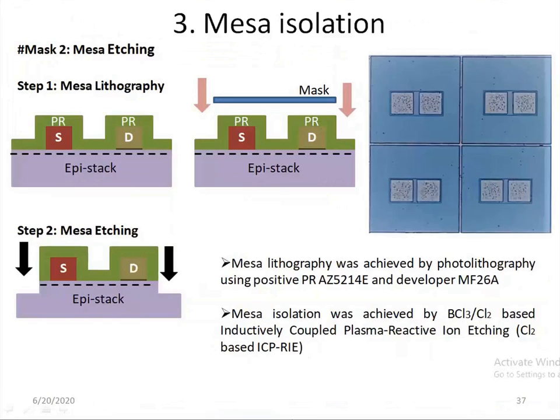Now, after this, we have to go for MESA isolation. MESA isolation, as I said, is used to isolate the individual devices. These are the devices on die. On the surface of the substrate, we will have multiple devices. For example, let us consider the first and second devices in the first row. Here we can find that this is a source and this is a drain, and here this is a source and this is a drain.